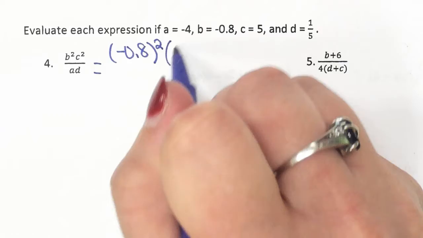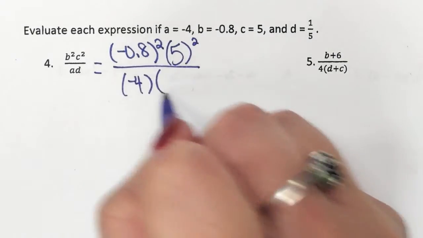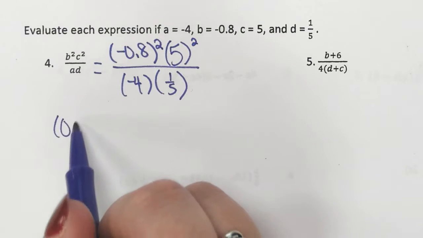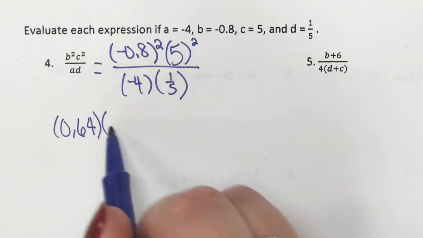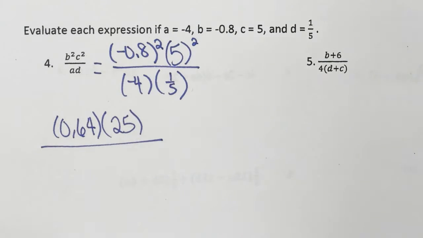All right, what was C? 5. And then A is -4, and D is 1/5. All right, so we said negative 0.8 squared was how much? 0.64. And what's 5 squared? 25. I'm so glad I have one person in class with me today. Come on. Y'all stay with me.